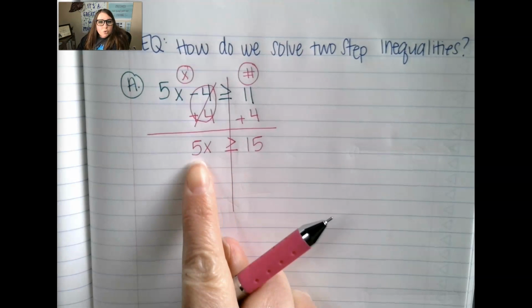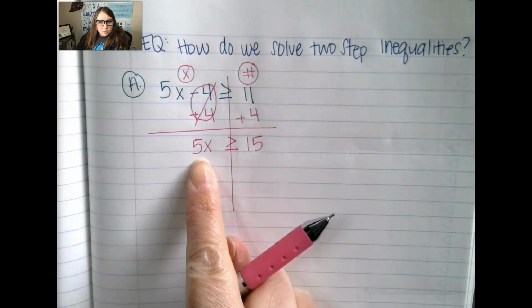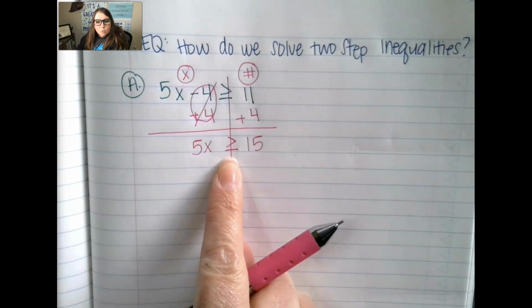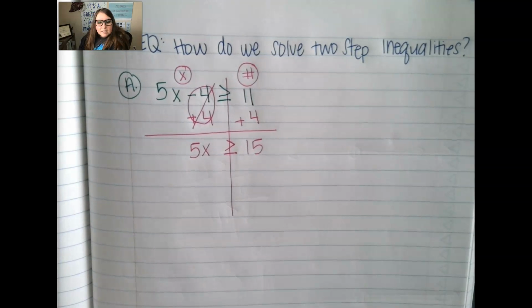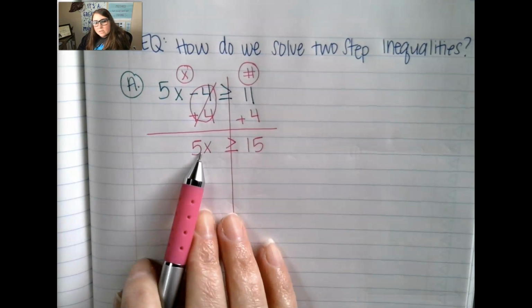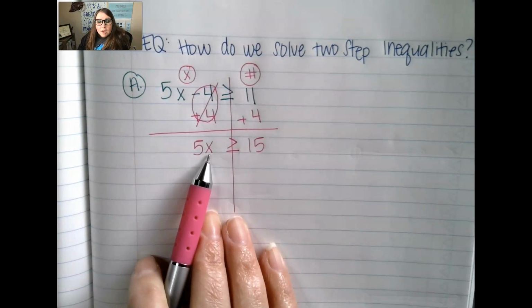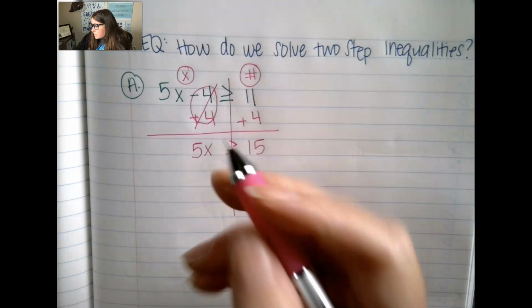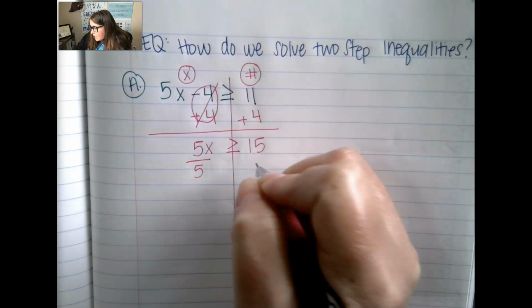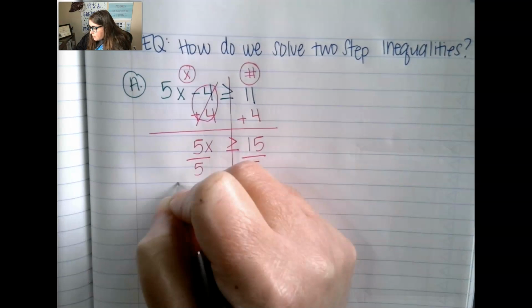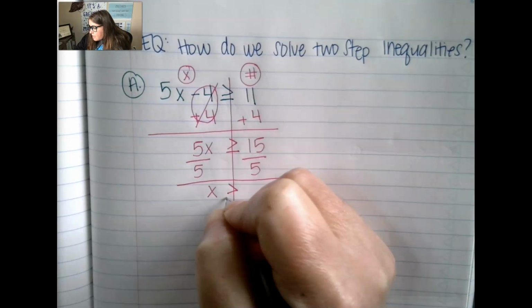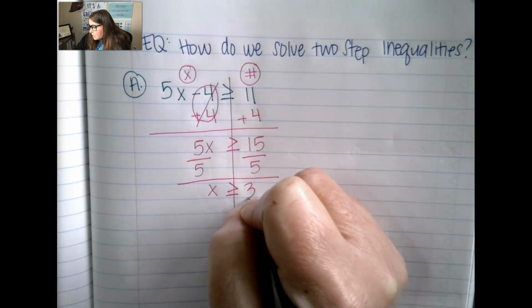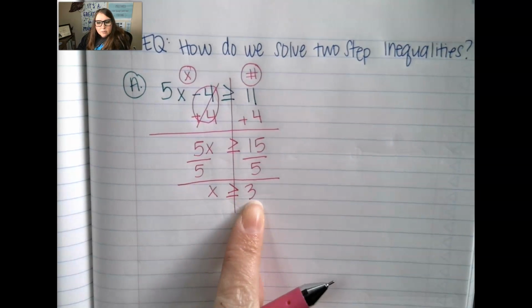So now we have a new problem. Our letter is not alone yet. We still have this 5 that we need to deal with. It says 5x is greater than or equal to 15. For the second step, we first see multiplication. The opposite of multiplication is division. So we're going to divide by 5 and divide by 5. Now we have x is greater than or equal to 3.